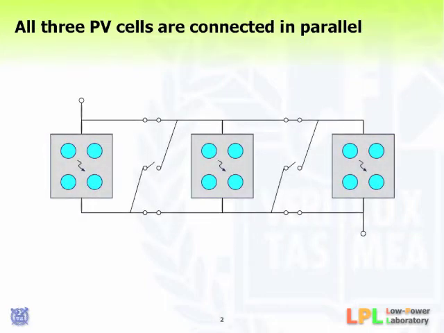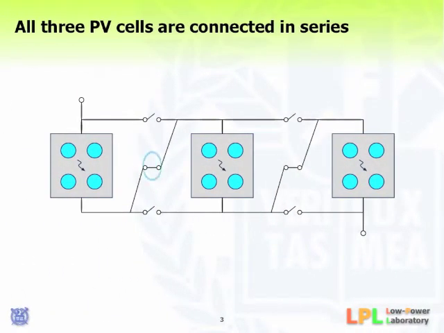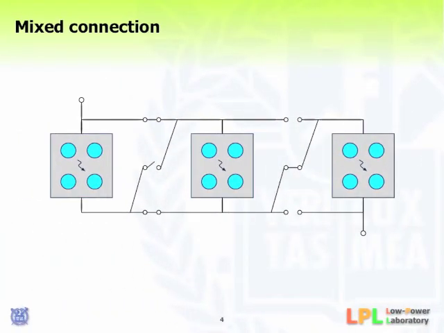Here, all 3 PV cells are connected in parallel. We change the connection to 3 PV cells connected in series. We could also configure the switches to have an imbalanced topology: 2 PV cells are connected in parallel, and one is connected in series. The PV cells operate at different voltage and current.